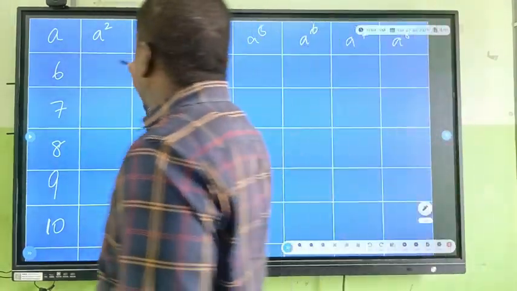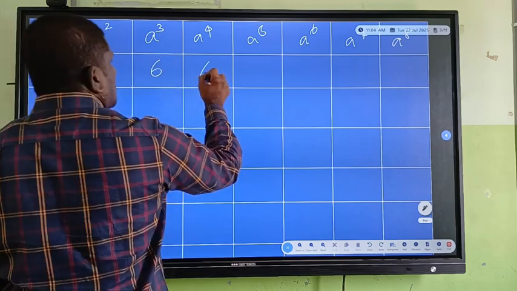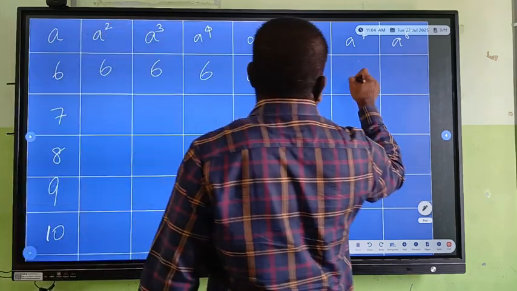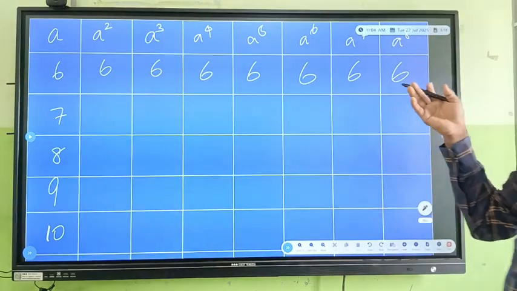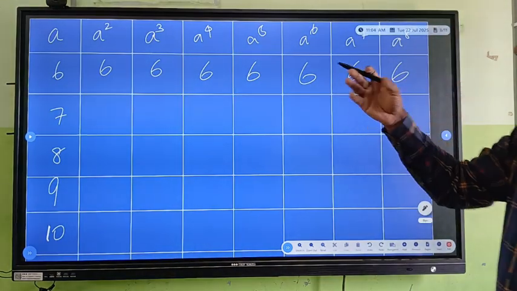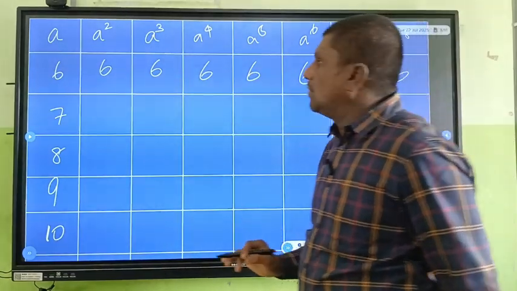Here again I come to 6. If I multiply 6 by 6, I get 36. 6 into 6 is 6, so there is no change. It is all the same. It is like 0 and 1. Any number ending in 0, 1, 5 and 6 has a cyclicity of only 1.